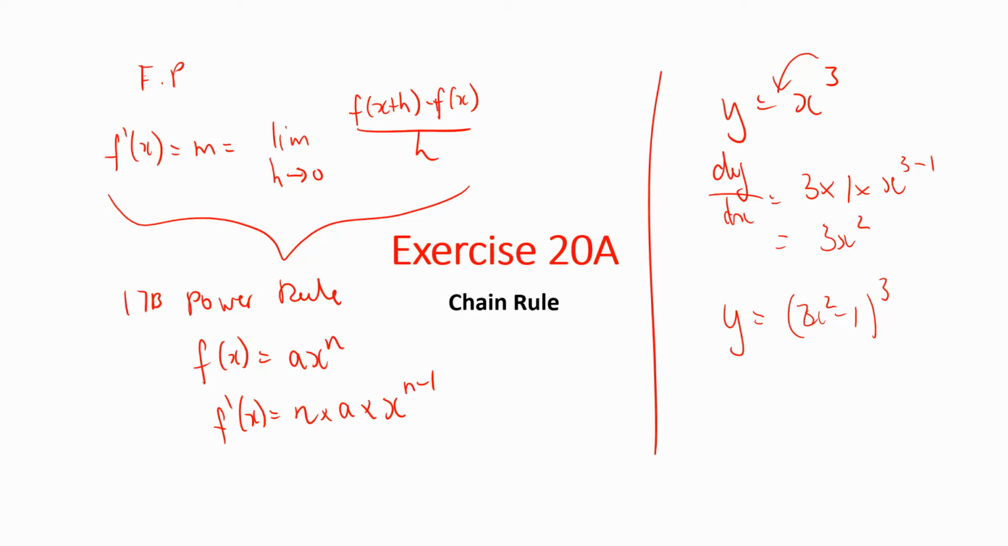But what if I put that to the power of 30? Then you don't want to expand it to like 30 different terms. It will take too long to do. So there has to be a shortcut. That's where the chain rule comes in.